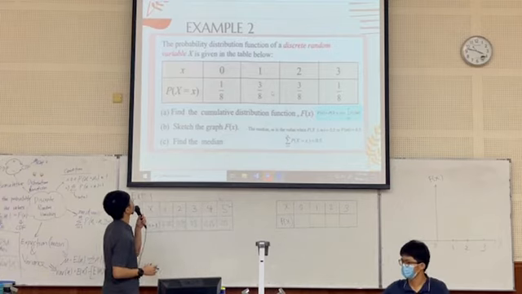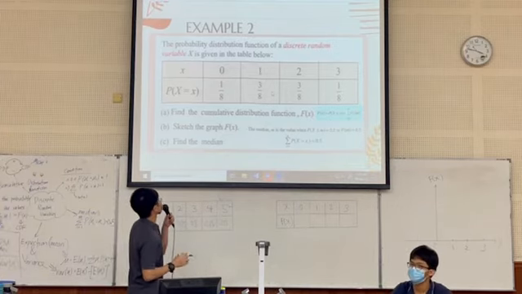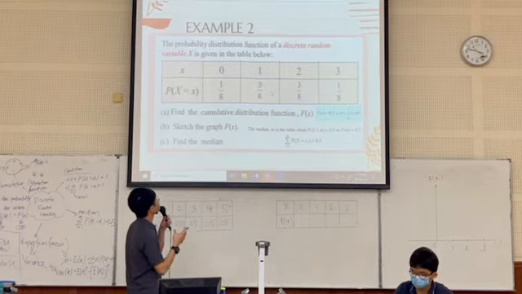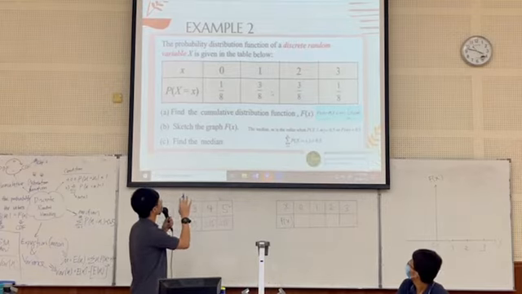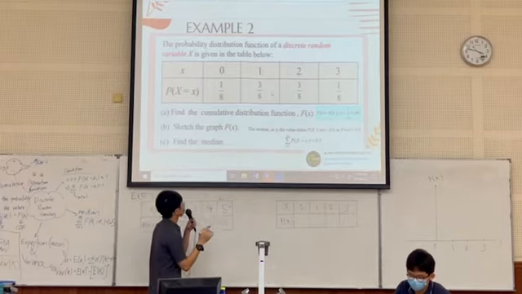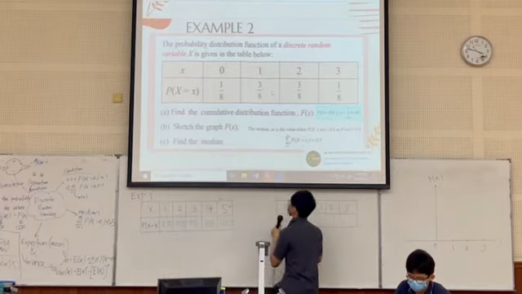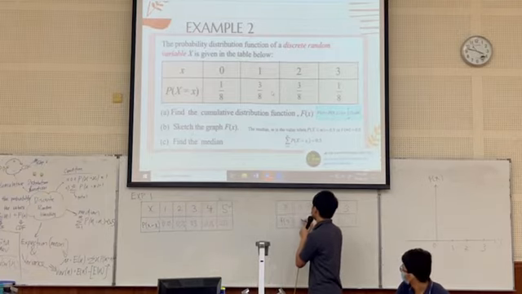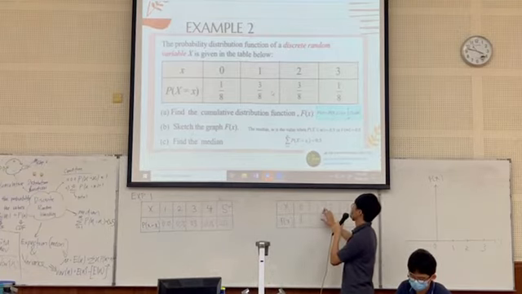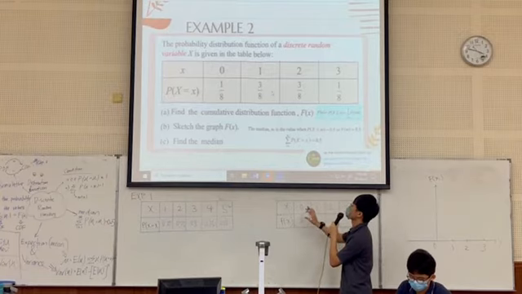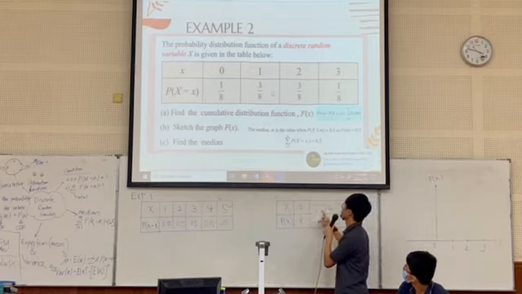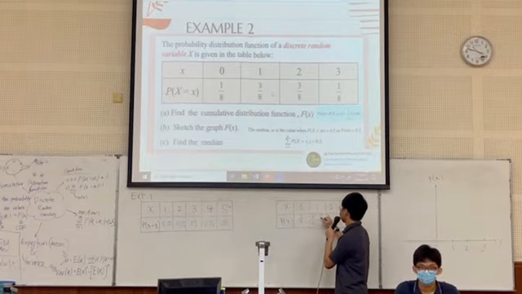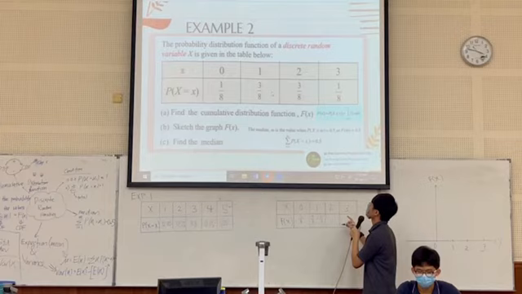So we move on to the next question. The question asks to find the cumulative distribution function, so we just add the probability of x. When x equals 0, the probability is 1 per x, and when x equals 1, we add the probabilities of x equal to 0 and x equal to 1. So we add 1 per x and 3 per x, we get 4 per x, which also equals 1 per 2.